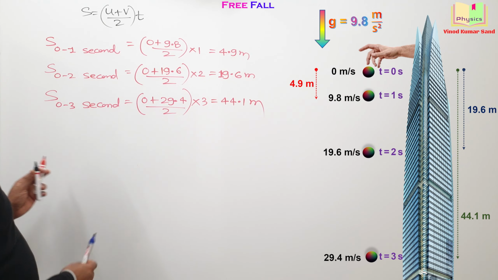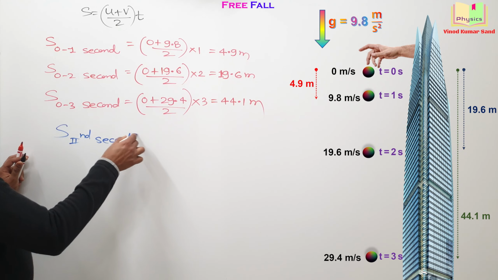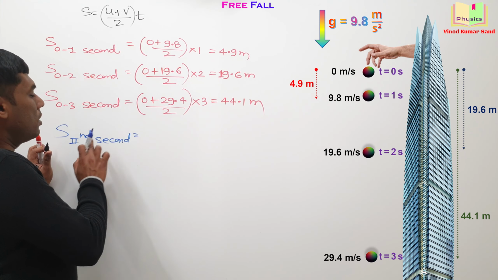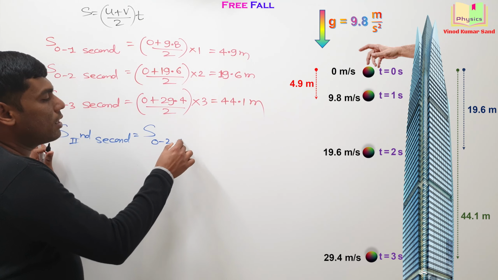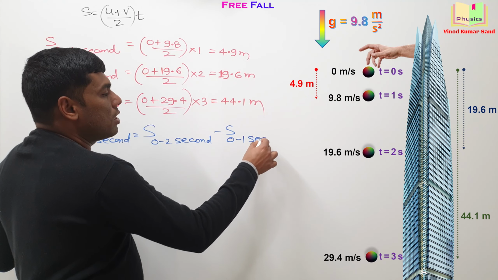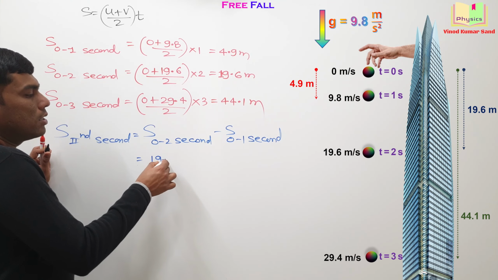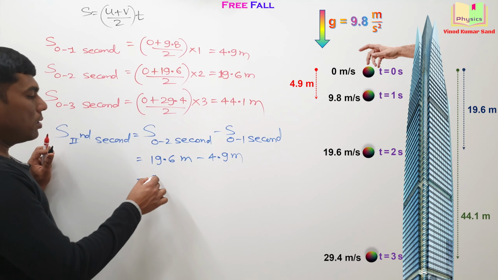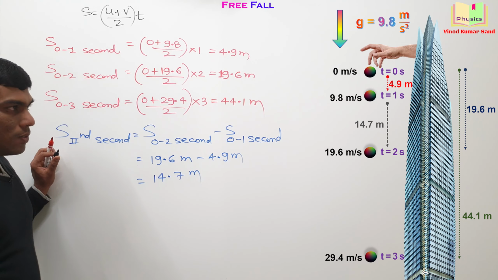Let me ask you another conceptual question. The distance traveled in the second, how can we obtain that one? It's easy actually. To obtain the distance traveled in the second, what you should do? Total distance traveled in the time interval 0 to 2 seconds minus the distance traveled in the time interval 0 to 1 second. Do the computation. 19.6 meter minus 4.9 meter. So it comes out to be 14.7 meter. I hope you get it.